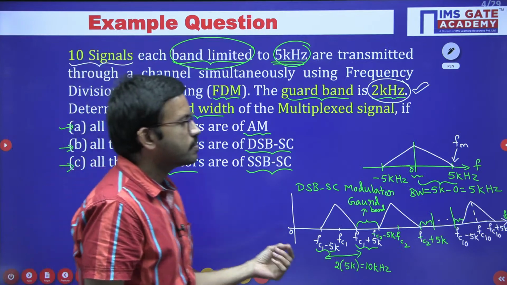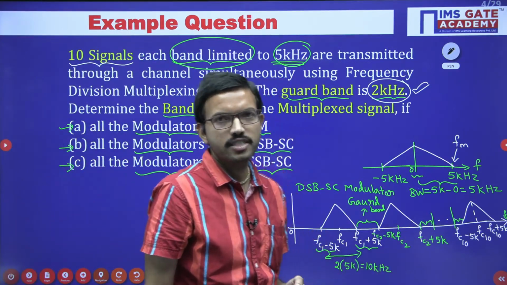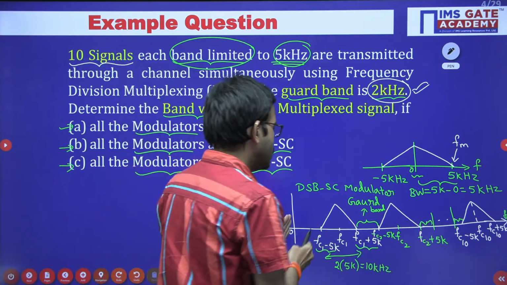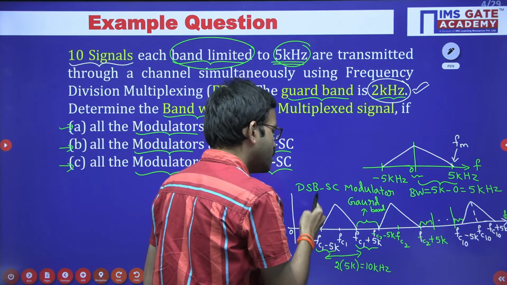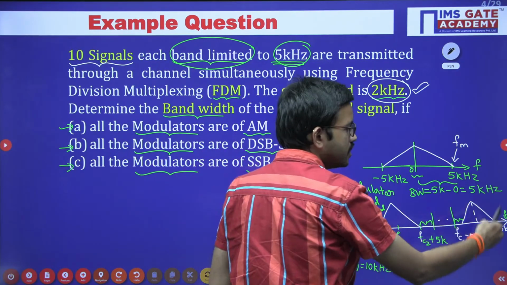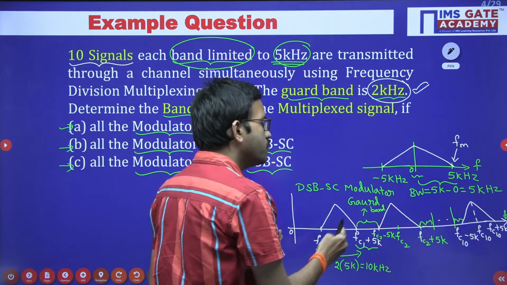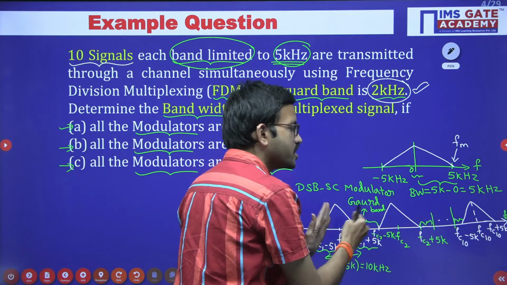Some of you might be saying that we require 10 guard bands. See, for example, this is the first signal, starting from here, and the 10th signal is going to end here. So we are using a guard band between two signals only.